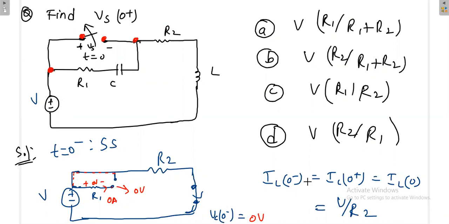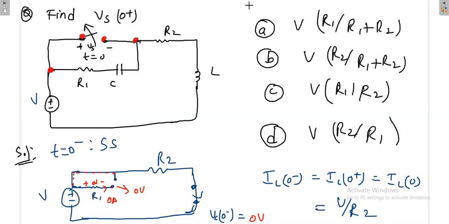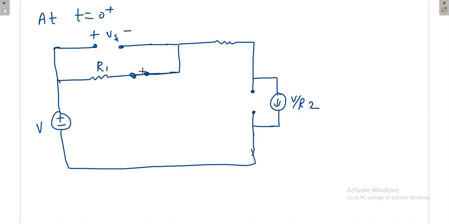Whenever the inductor is having initial current, at the time of switching the inductor is open, but we also have to put that initial current, which is V by R2. Again, I'll put the rest of the circuit as it is. For the capacitor, at the time of switching, the capacitor is short, and I will also put the initial voltage, but the initial voltage is 0. That's why here everything is short. For the inductor, it is having an initial current of V by R2, but at the time of switching it is an open circuit. So I'll put it like this.